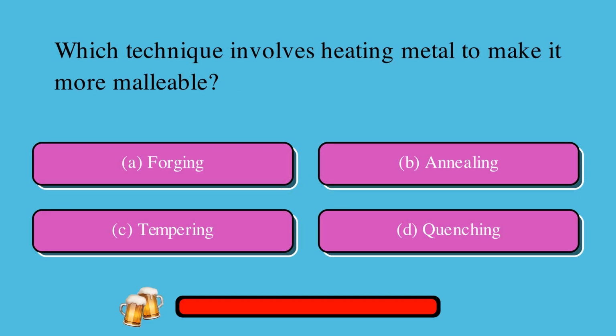Which technique involves heating metal to make it more malleable? A, forging, or B, annealing, or C, tempering, or D, quenching? The correct answer is B, annealing.